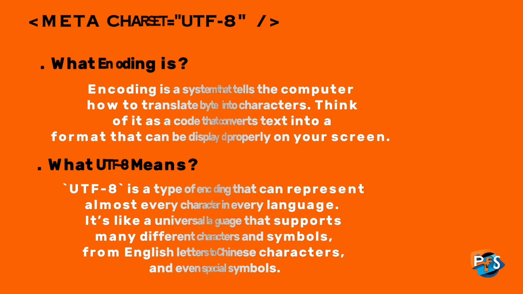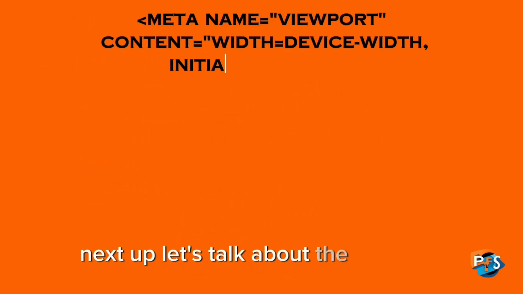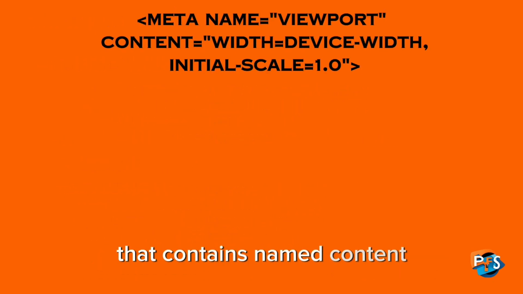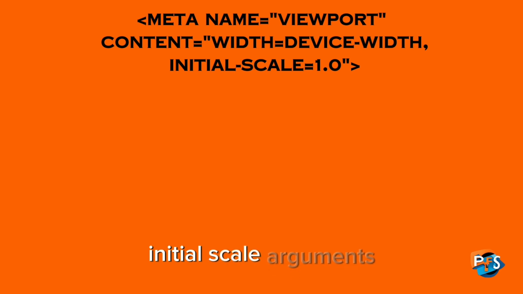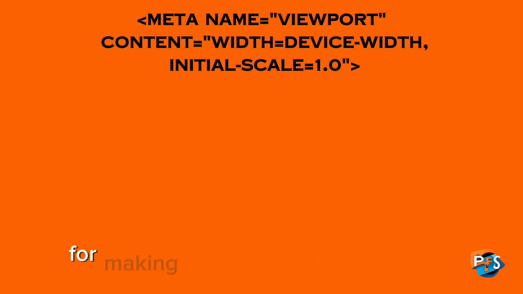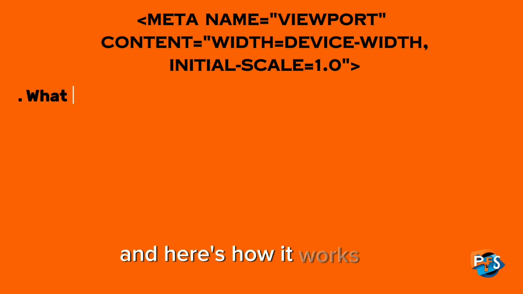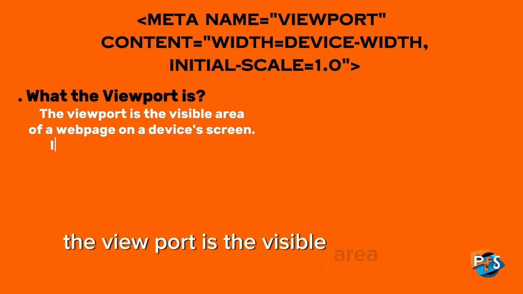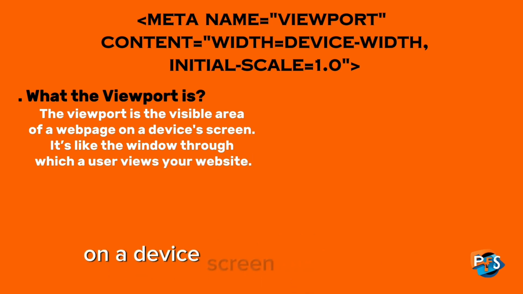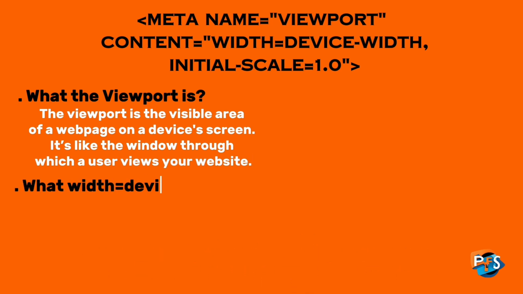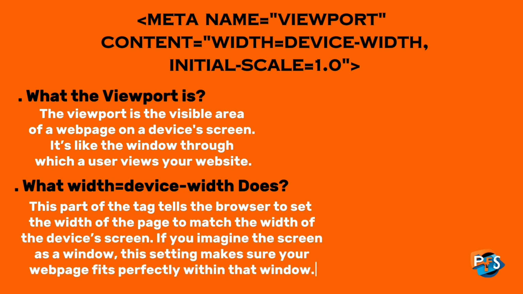just as you intended. Next up, let's talk about the meta tag that contains name, content, initial-scale arguments. This tag is essential for making sure your web page looks great on different devices, especially on mobile phones and tablets. And here's how it works. First, the viewport is the visible area of your web page on a device screen, and the content part tells the browser to match the width of the page to the width of the device screen. It's like adjusting the size of the window so that your page fits perfectly within it.